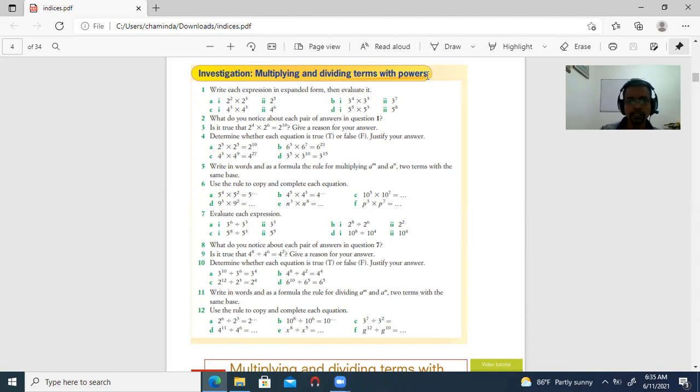Daruni, please try this question. Question number 4. Question number 5. Question number 6. Question number 7.